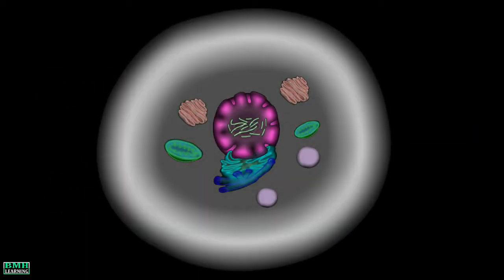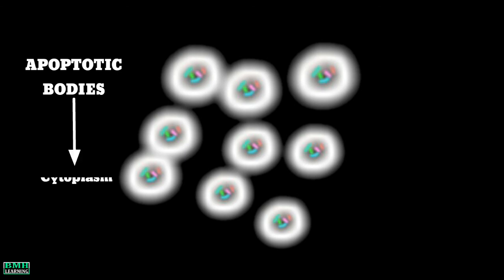Further, the cell starts to form blebs on its surface. Then the process of converting it into small pieces is initiated. As we know, these fragments are named apoptotic bodies. Now, these apoptotic bodies contain parts of the cytoplasm, organelles, and also nucleus.